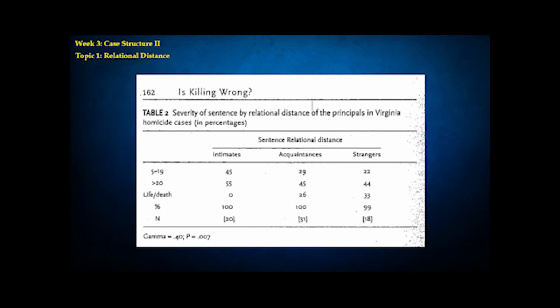And one of them comes from his own study of homicides in the state of Virginia. And he found that cases between intimates were much more likely to get a lenient sentence, something between 5 and 19 years for the convicted killer, versus cases with strangers were more likely to get the most severe sentences, either life in prison or the death sentence. And people who killed intimates virtually never got life sentences or the death sentence. So a strong relationship there between relational distance and the quantity of law.